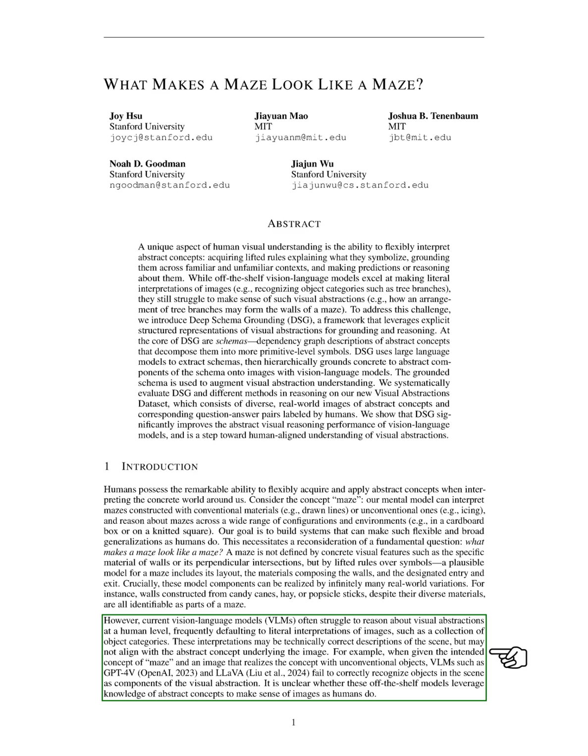However, current vision language models, VLMs, often struggle to grasp these abstract concepts, tending to interpret images literally rather than understanding the deeper meaning. For instance, when presented with an image of a maze made from unusual objects, models like GPT-4V and LLaVA may fail to recognize these objects as part of the maze concept. This raises questions about whether these models can truly understand abstract concepts like humans do.